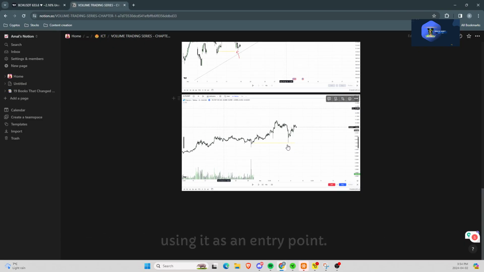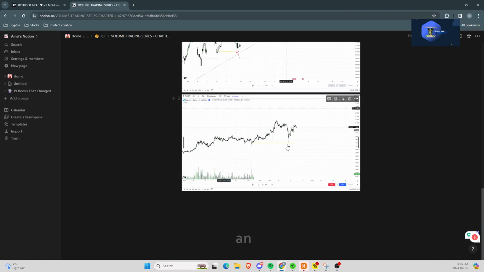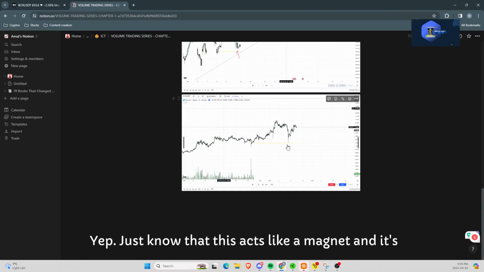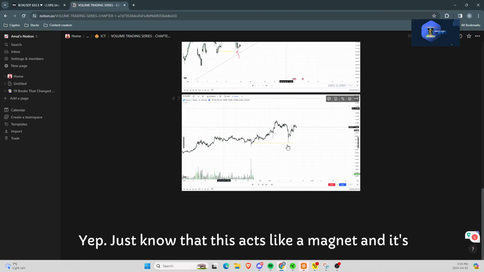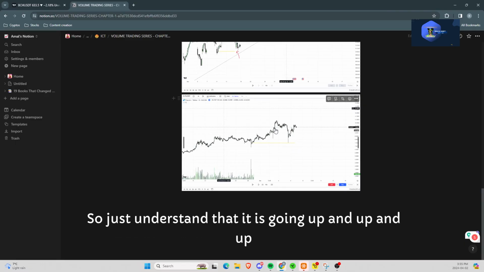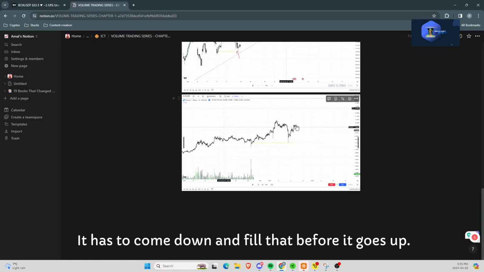So that's the issue with volume trading: using it as an entry point. You cannot use it as an entry point. You can just use it as a reference point, and for an entry, you should be using BPR or fair value gap. Just know that this acts like a magnet and it's going to pull towards it at some point in time. So just understand that it is going up and up and up. There is a volume imbalance. It has to come down and fill that before it goes up.